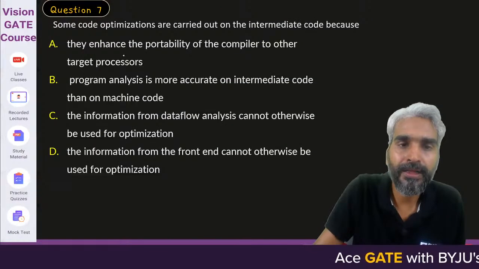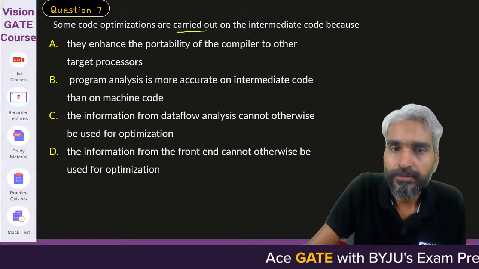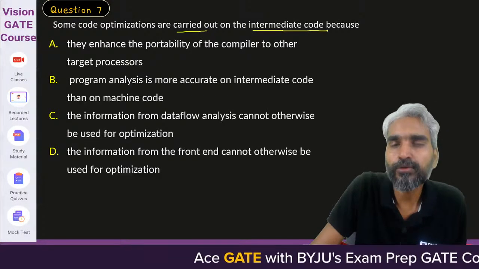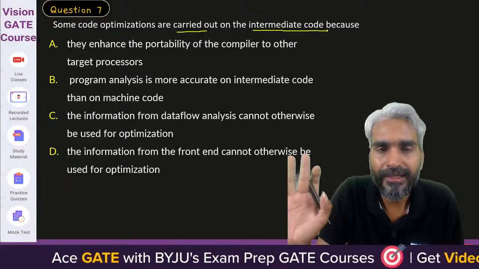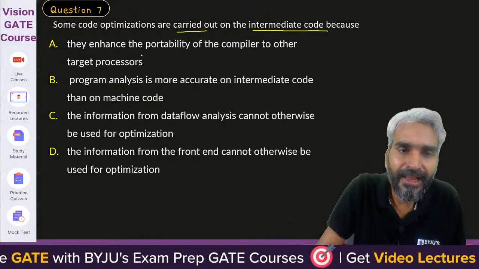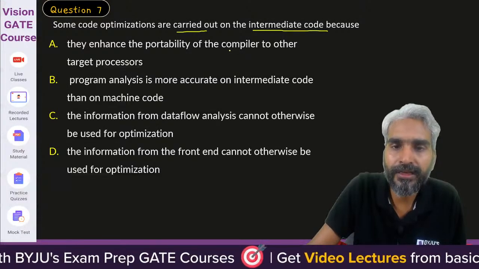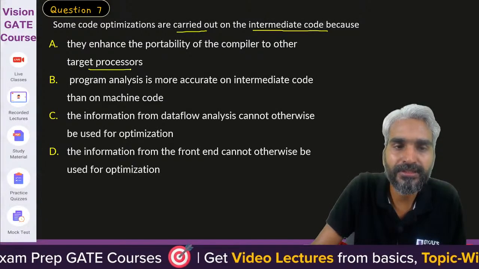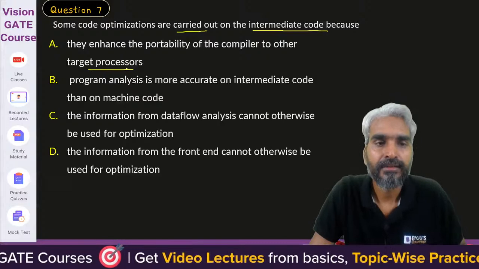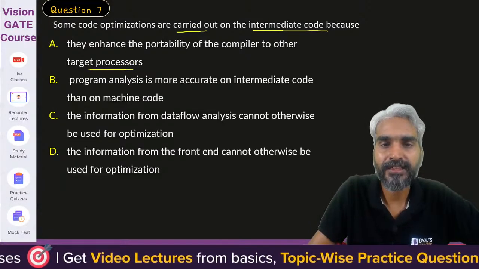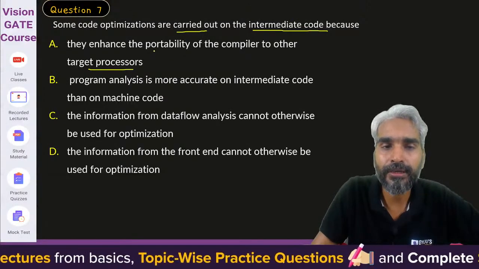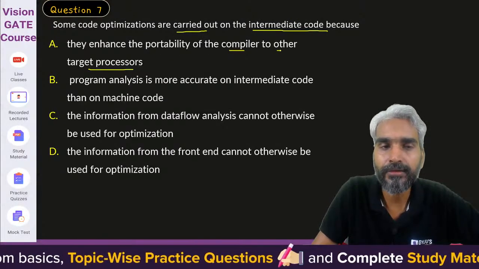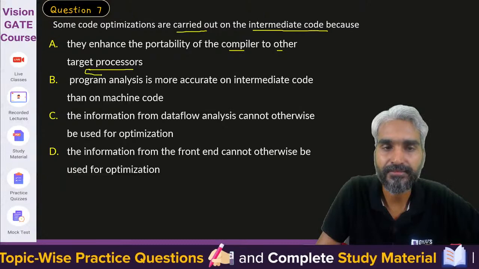Some code optimizations are carried out on the intermediate code. Why do we perform the code optimization? That's what is being asked. They enhance the portability of the compiler to other target processor. Is it so that the code optimizations are carried out on the intermediate code because they enhance the portability of the compiler to other target processor?